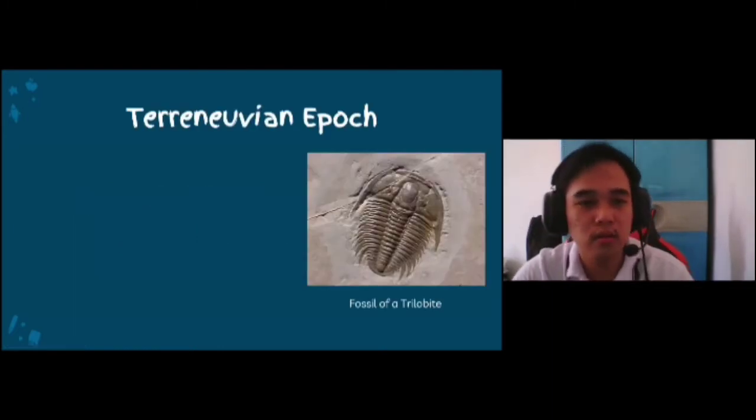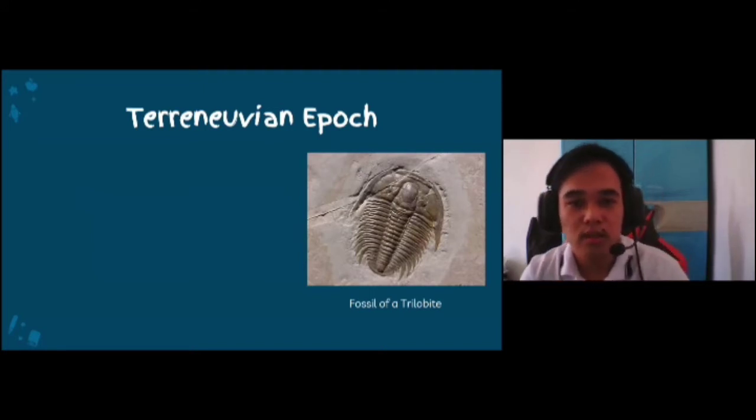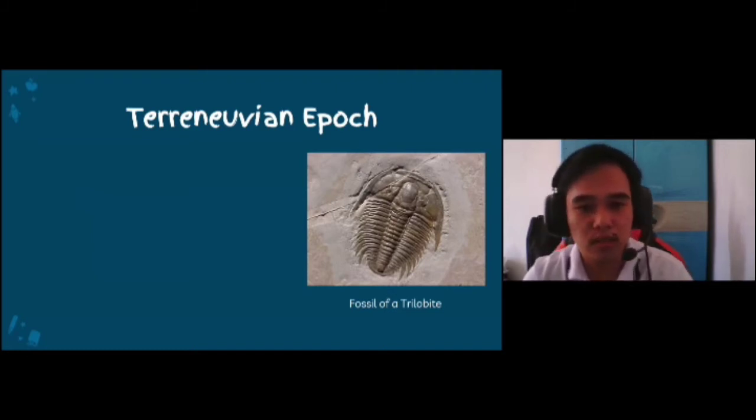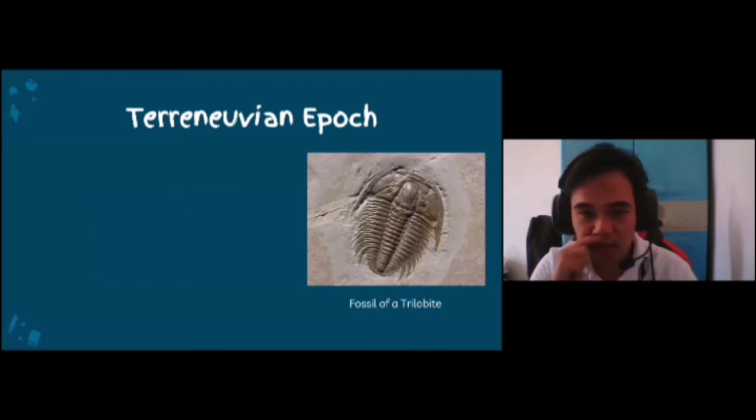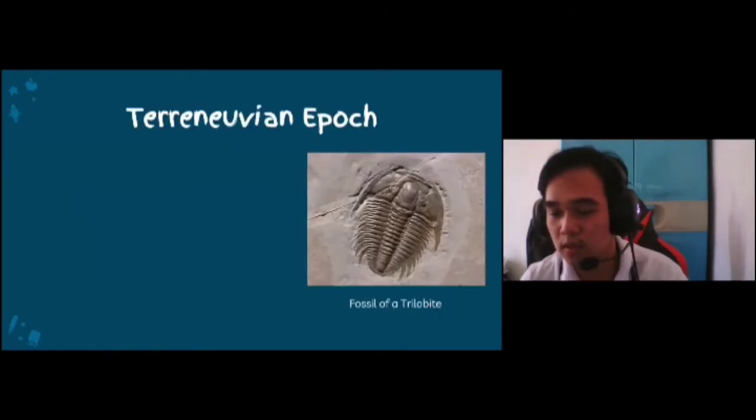Terreneuvian epoch. Terreneuvian is the lowermost and oldest series of the Cambrian geological system. Its base is defined by the first appearance datum of the trace fossil Treptichnus pedum around 541 million years ago. Its top is defined as the first appearance of trilobites in the stratigraphic record around 521 million years ago. The picture is the fossil of a trilobite.